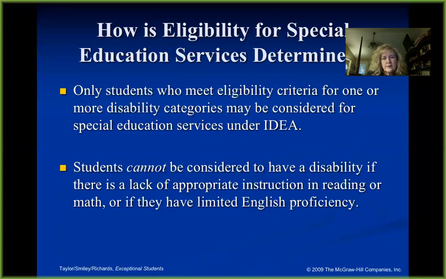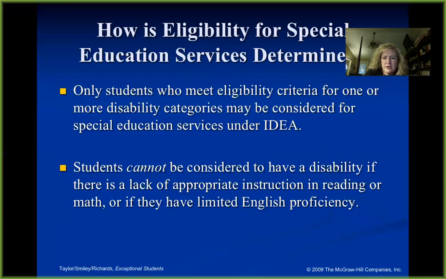I had a student a few years ago who came to my school district who had been in a refugee camp in a part of Africa before checking into our school. And so there had not been appropriate instruction in reading or math for quite some time. Now, the student was certainly delayed, but we couldn't rule out that it was because of a disability, because of lack of appropriate instruction in reading and math. There may have been a disability, but we couldn't say for sure if it was a disability or if it was a lack of that appropriate instruction.